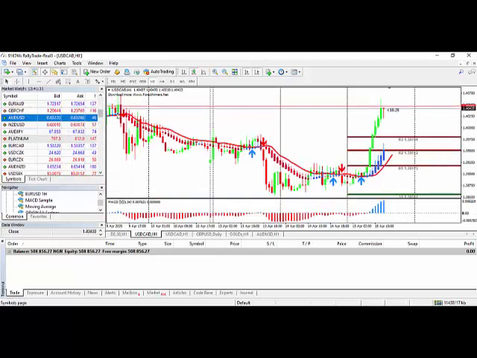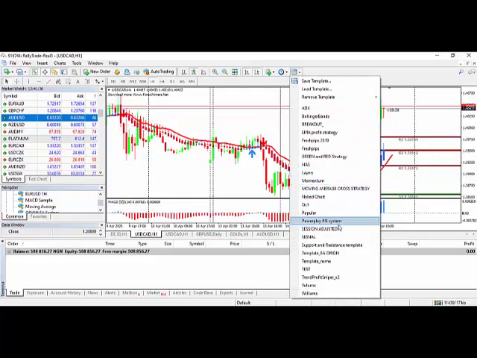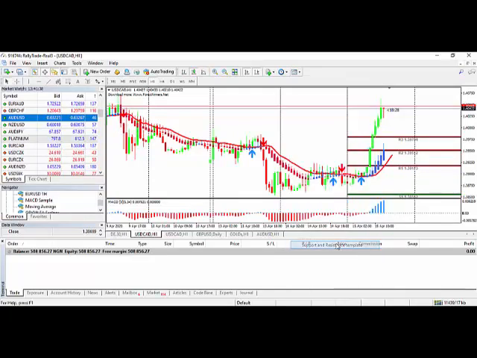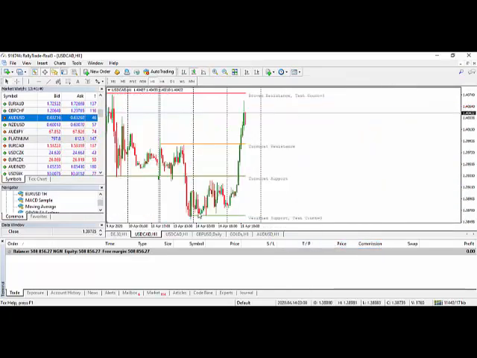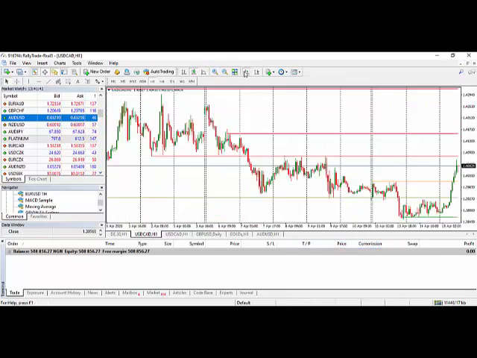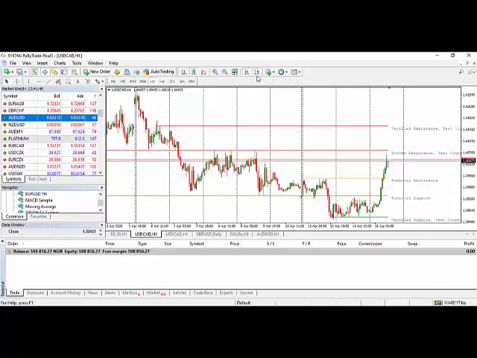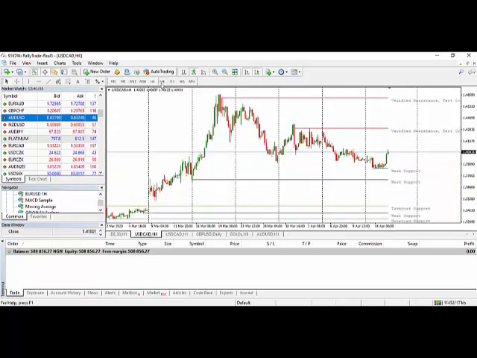Okay, supports and resistance trades. Okay, this is nice. So looking at it here, we would be able to see clearly.